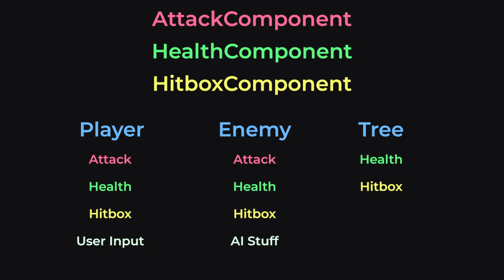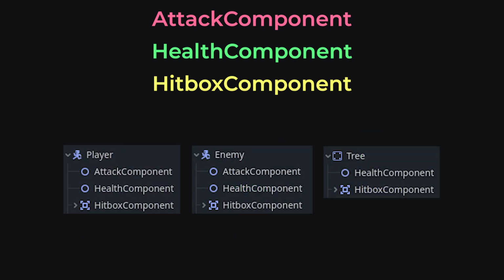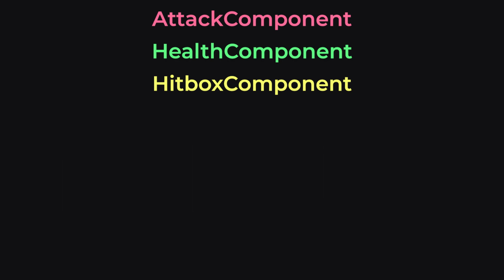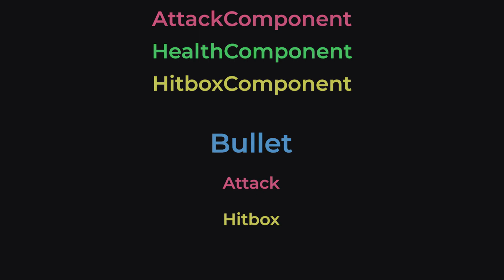In Godot, each of these components would actually be a child of the player, enemy, or tree node, and you can arbitrarily attach them to any node that you feel needs these components. So for example, let's say we bring in a bullet. Well, for the bullet, we want an attack component, but we also want a hitbox component. It doesn't matter how much HP a bullet has. If it hits something, it's going to destroy itself, so we don't need a health. This is the basic idea behind composition.